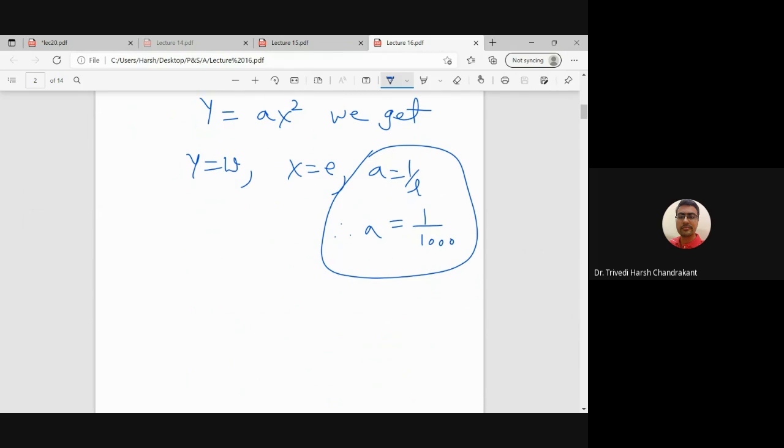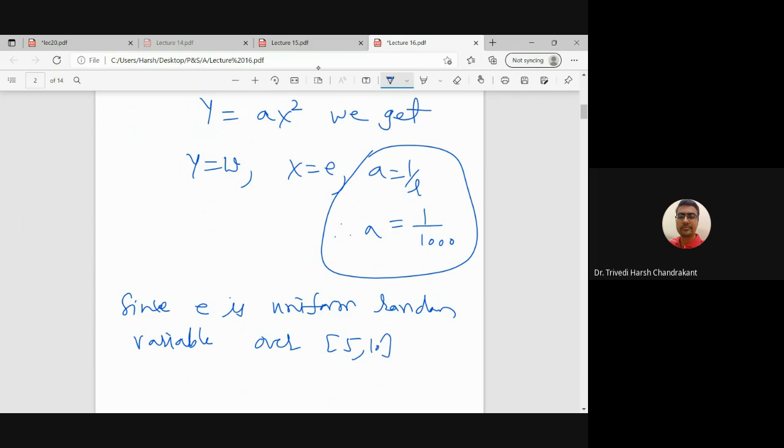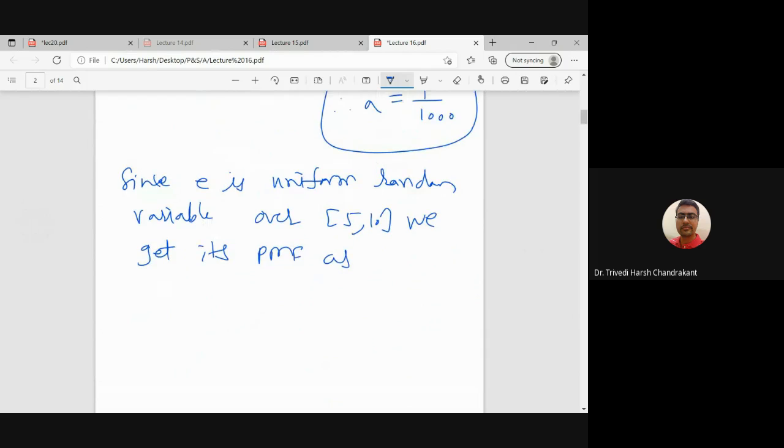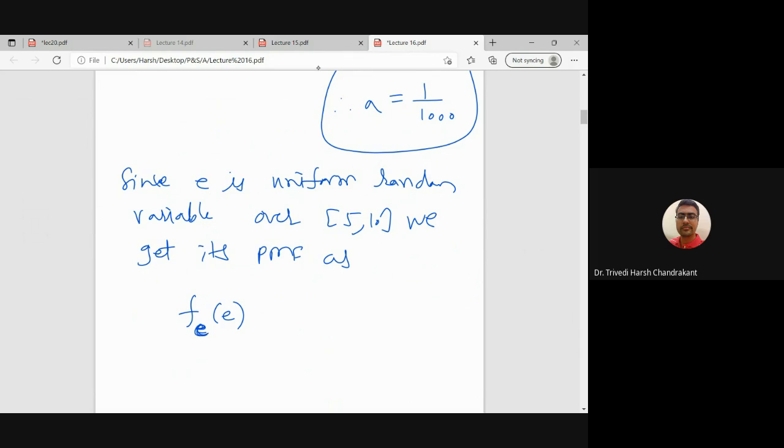So let us find out. We know the PMF of the uniform random variable, right? So since E is a uniform random variable over the interval 5 to 10, we get its PMF as, what will be its PMF? PMF is basically f of E. That is basically it takes the value 1 upon b minus a, where the interval is a to b. So 1 upon 10 minus 5, that is 1 upon 5, where the variable is in the interval 5 to 10.